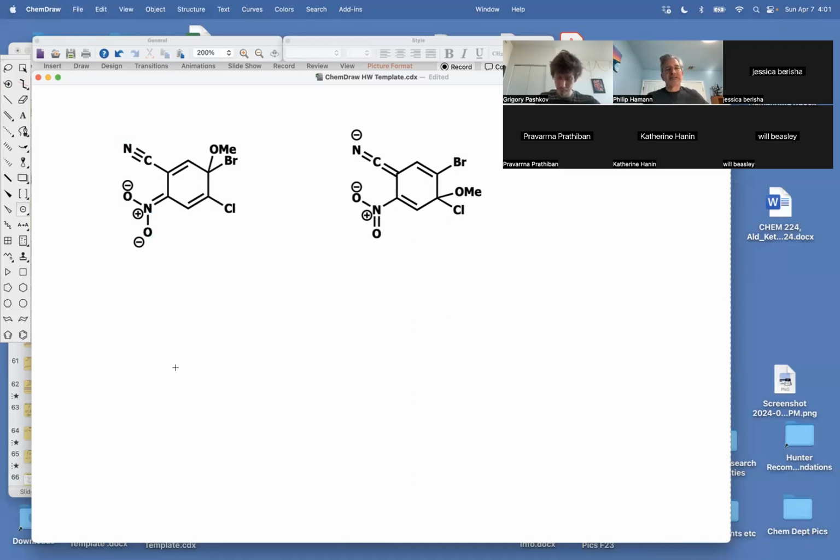The question is a little bit of a tease because the chloride is the more reactive halogen than the bromine, all other things being equal. But these carbons know the nitrile and the nitro group are out there.